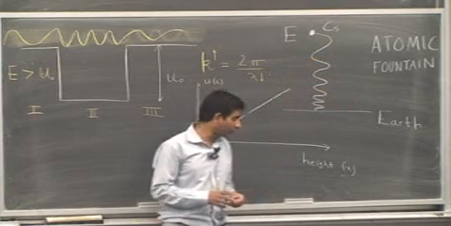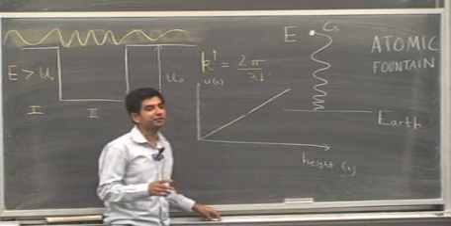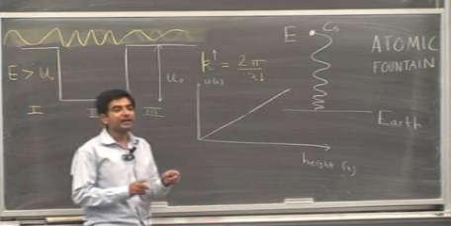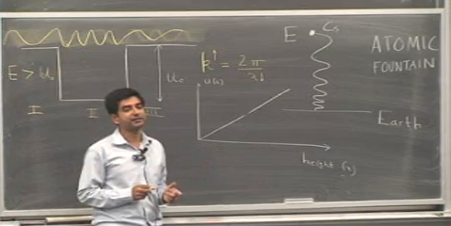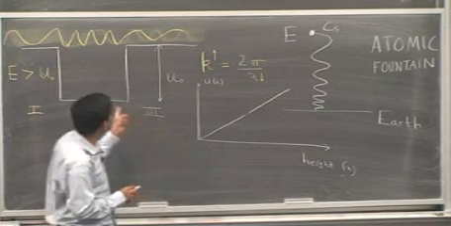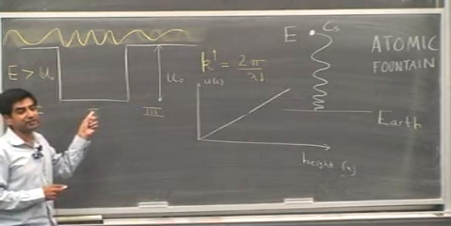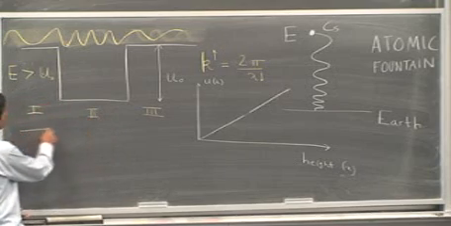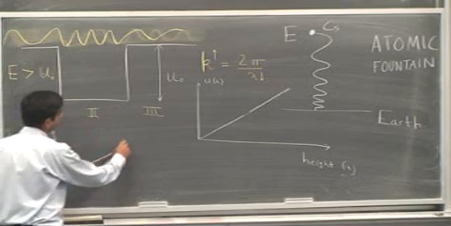So in the homework that I've given you, there's another question that talks about all kinds of strange potential energy functions. For example, here we're talking about a square potential well. What if this potential well is a triangular well, like this?